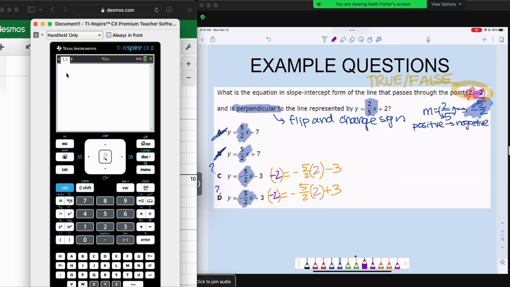Now we're going to do true and false. So in your calculator, we're going to type negative 2 equals negative, to get that fraction, control divide, 5 over 2, parentheses 2, minus 3, enter. That gives you false. So C gives us false, so probably not my answer. Let me check D just to make sure. Negative 2 equals negative, control divide, 5 over 2, parentheses 2, plus 3, enter. That gives me true. So my answer would be D.